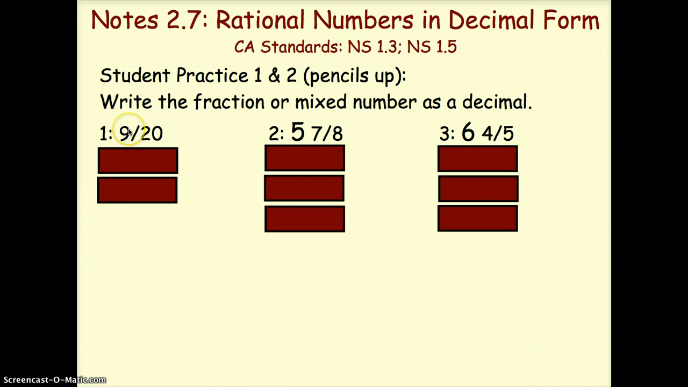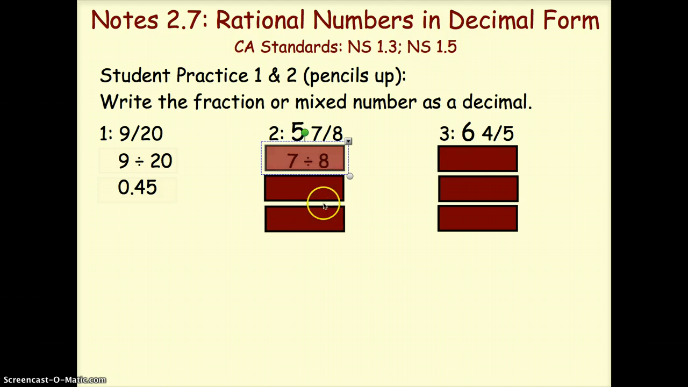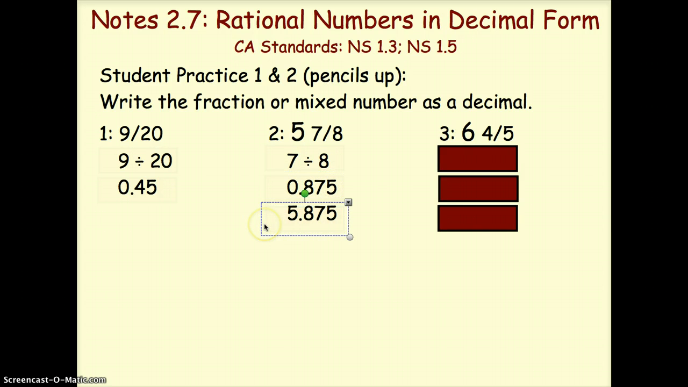Okay. Nice, simple, straightforward one here. 9 divided by 20. You can write it out as 9 divided by 20 if it helps you to see it that way. And we end up with 45 hundredths. 5 and 7/8, we know my answer has to have a 5. So I need to find out what the 7/8 is going to be, which is, of course, 7 divided by 8, which is 0 and 875 thousandths. And then my final answer is 5 and 875 thousandths.